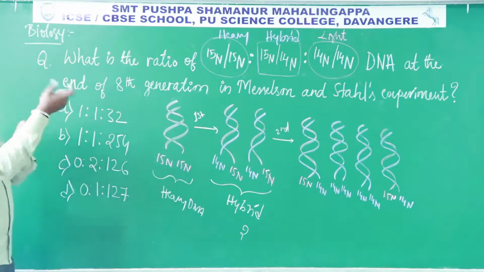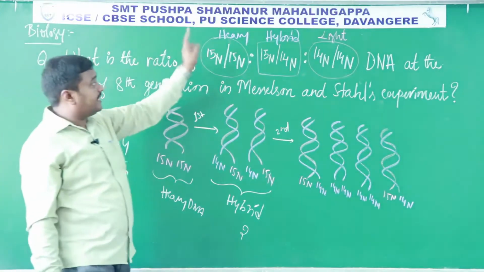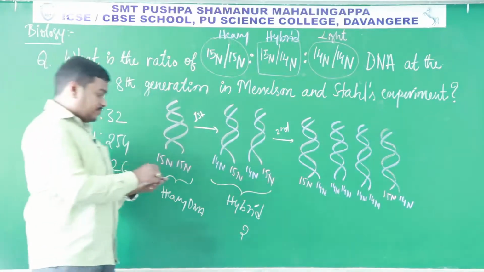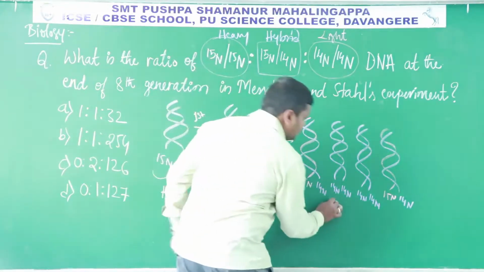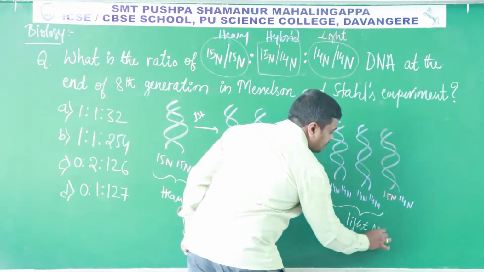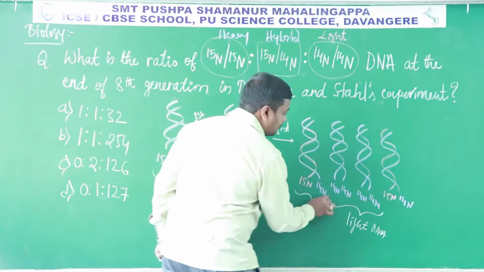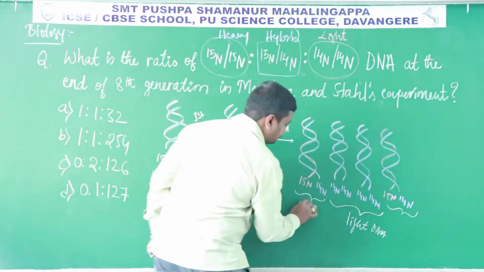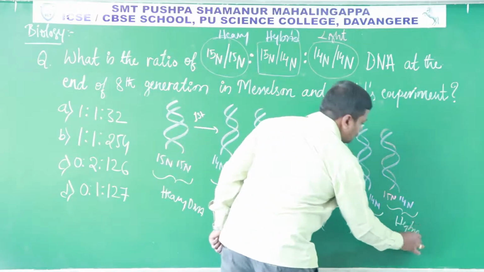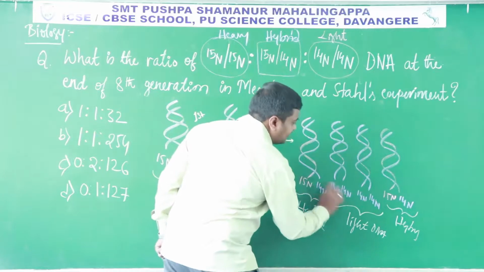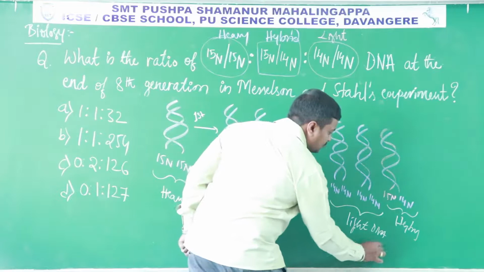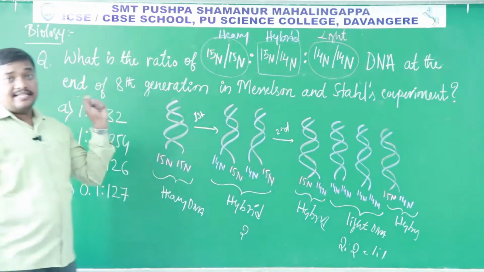In the question, it can be asked like this also: what is the ratio of heavy, hybrid and light DNA at the end of the 8th generation? So this is the light DNA, and this is hybrid. What is the ratio here? Heavy DNA is absent, whereas hybrid DNA is 2 and the light DNA is 2. That is a 1:1 ratio at the end of the second generation.